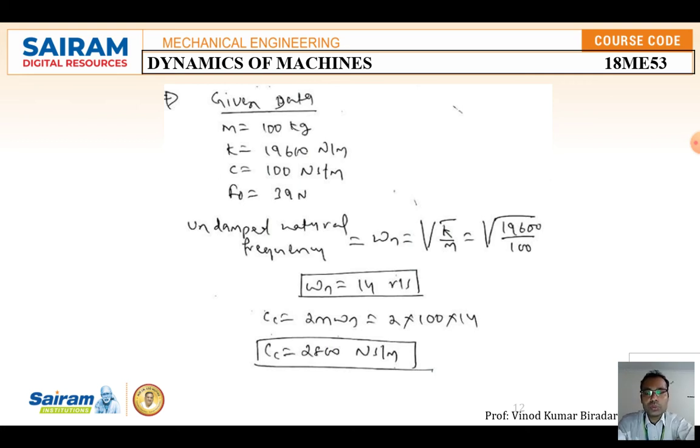Okay, so first, to solve the given question, we need what? Omega n. Okay, omega n is equal to what? Square root of k by m. So just substituting, you are going to get omega n is equal to 14 radian per second.